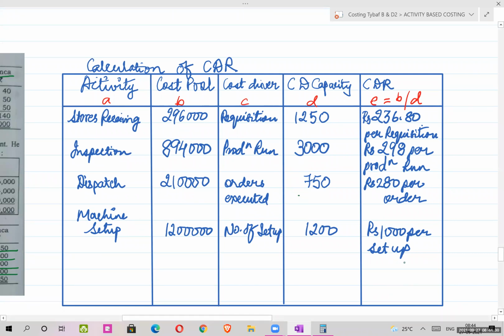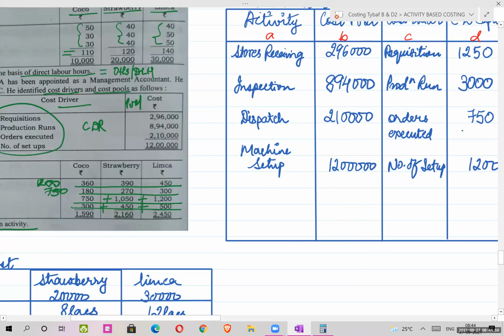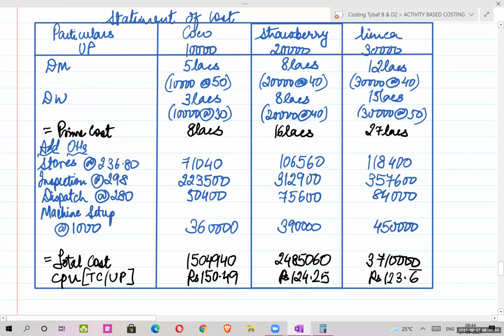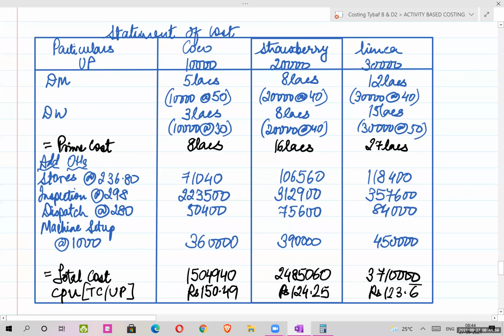So now this is a CDR. What will your total cost be? Individual CDRs, cost driver rates, multiplied with their cost driver capacity. This rate that you have got. So this is the statement of cost. So now we are calculating what? Total cost. So total cost is what? So obviously it is direct cost plus indirect cost.